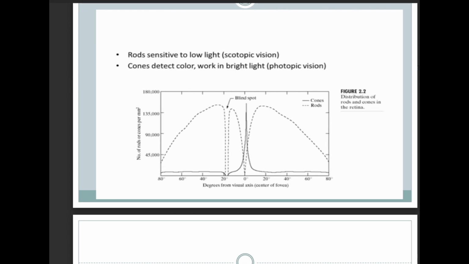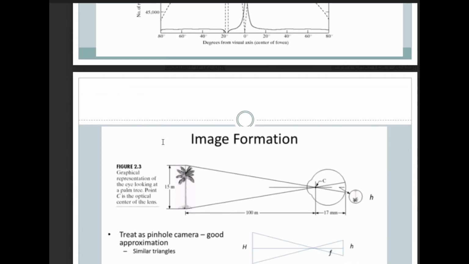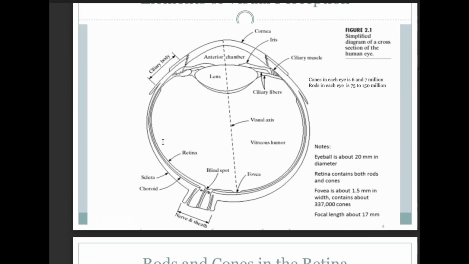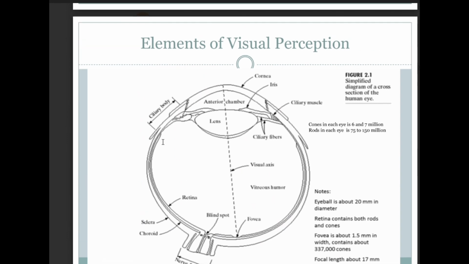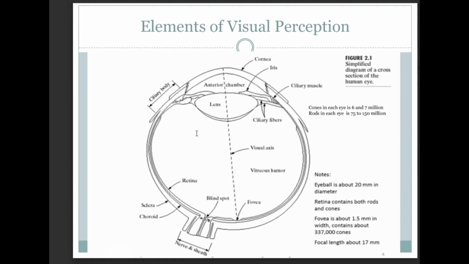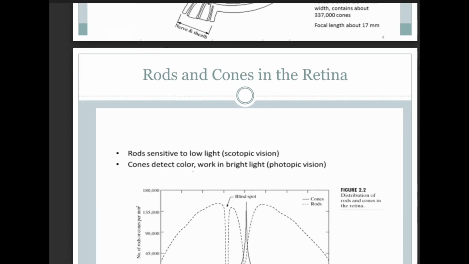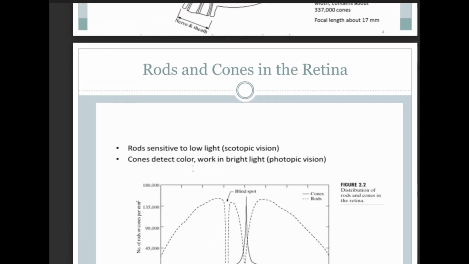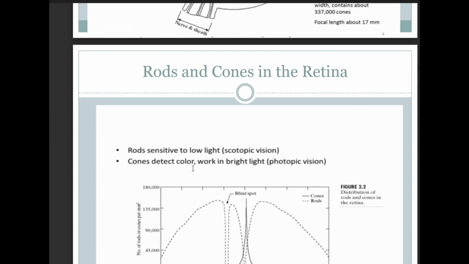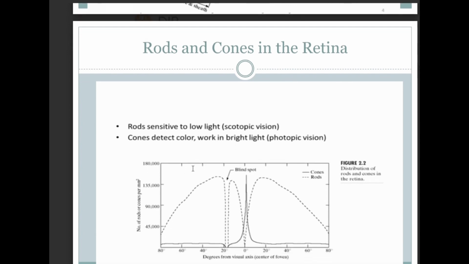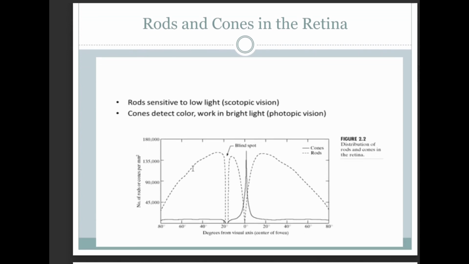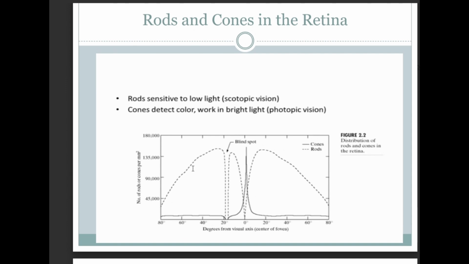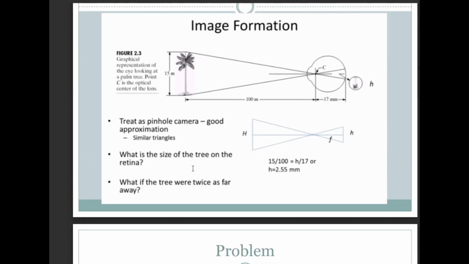Digital image processing is used in various fields. In human beings, it is used in the elements of visual perception. This is the diagram or cross section of the human eye, and the major part taking place in digital image processing in human beings would be rods and cones. Rods are sensitive to low light, whereas cones detect the colors and work in bright light.